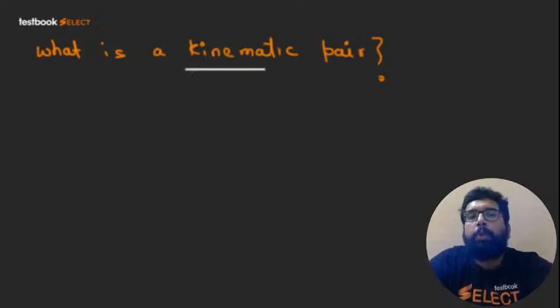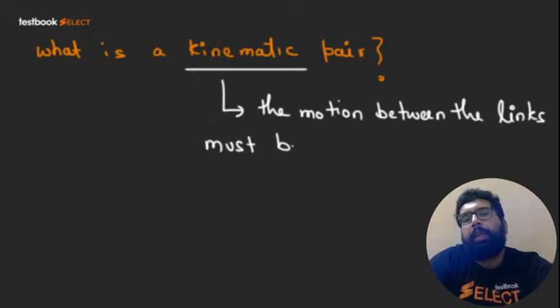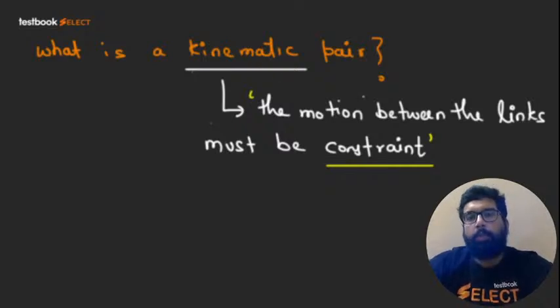But for that pair to be called a kinematic pair, the motion between the links must be constrained. I'll give you a tip here. Whenever you see this word kinematic, just understand that when the motion becomes constrained, we use this word kinematic, right? So if the motion between the links gets constrained, that's what we call a kinematic pair.